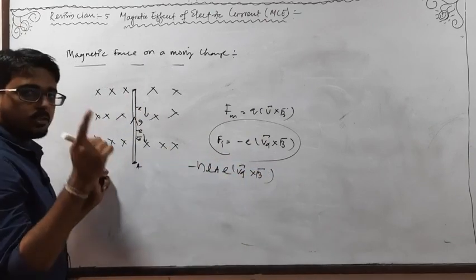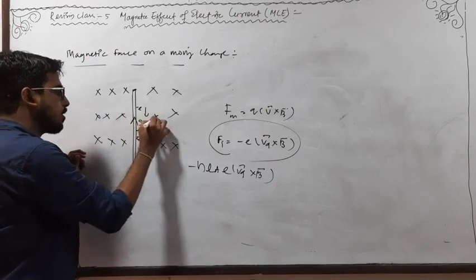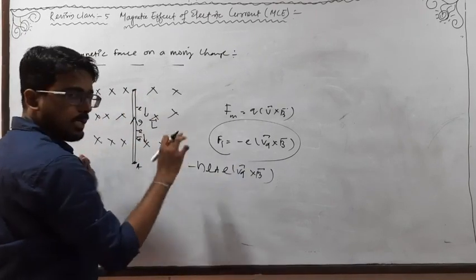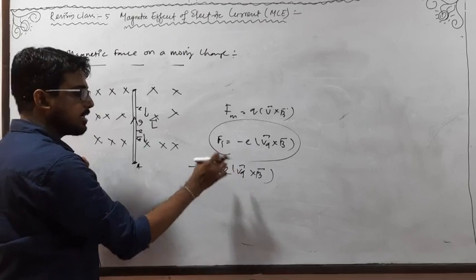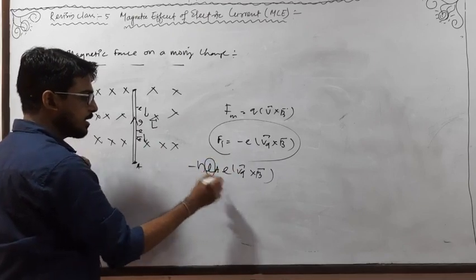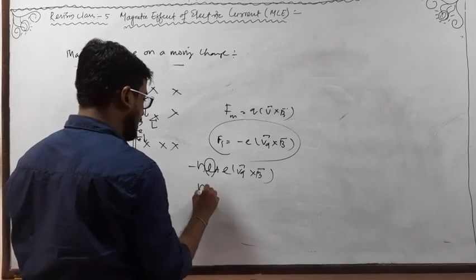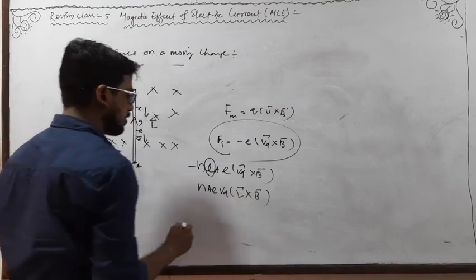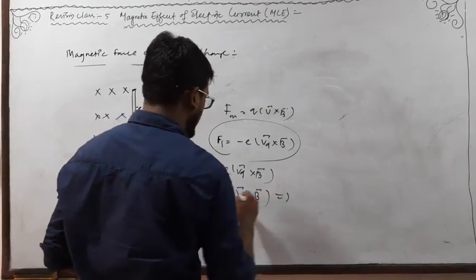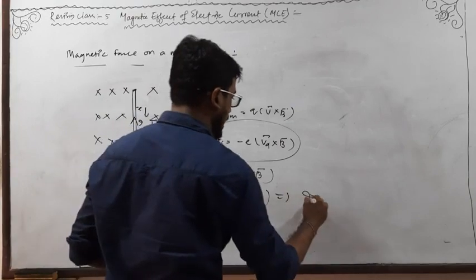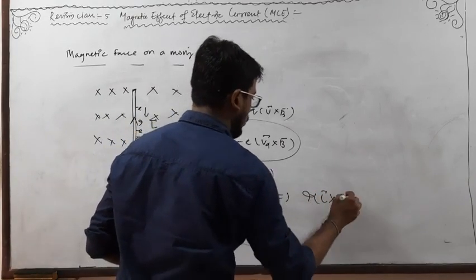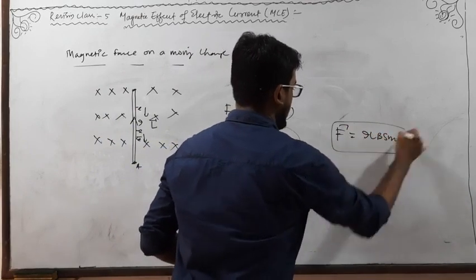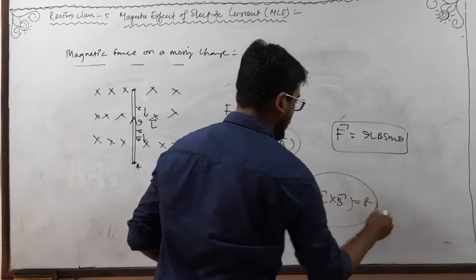If I assume another vector quantity along the direction of current, that is the L vector, with magnitude equal to the length of the conductor, then we can replace minus Vd vector with respect to L, because L has the same magnitude as the length and its direction is opposite to Vd. So we can write nAe Vd into L vector cross B vector. This term nAe Vd is known as I, so it becomes I into L cross B, or the force on the current carrying conductor F will be ILB sin theta.